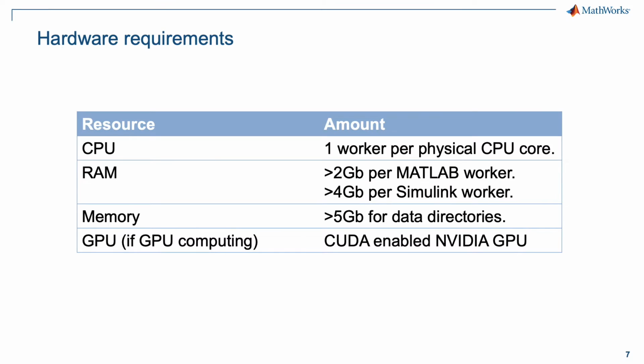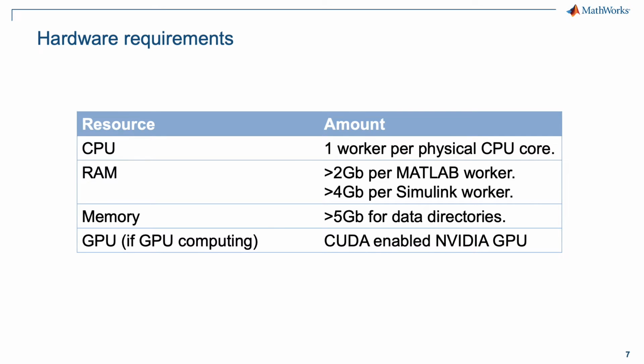Thank you, Alberto. So let's see some hardware requirements that you will need if you want to use this toolbox. First of all, MATLAB suggests using a maximum of one worker per physical core that you have on your machine. So if you have a quad-core processor, you can have a maximum of 4 workers running together. About the RAM, MATLAB requires 2 gigabytes per MATLAB worker, whereas if you want to run multiple simulations in parallel, you will need 4 gigabytes per each Simulink worker.